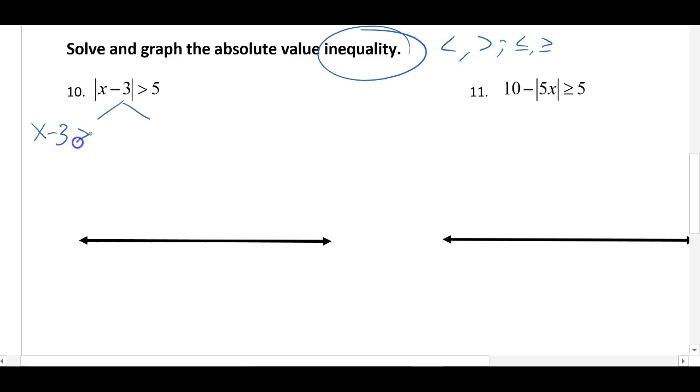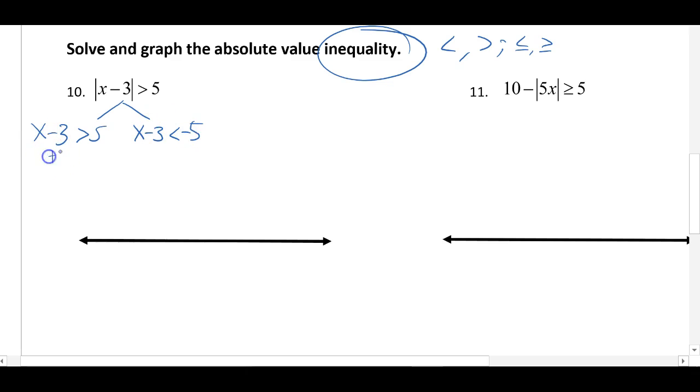So x minus 3 is greater than 5. Remember, this one stays the same, and whatever's inside the bar stays the same, so x minus 3. But what changes is not only that number 5 becomes negative, but also the inequality sign will flip the other way. Here it's greater than, here it's going to be less than.